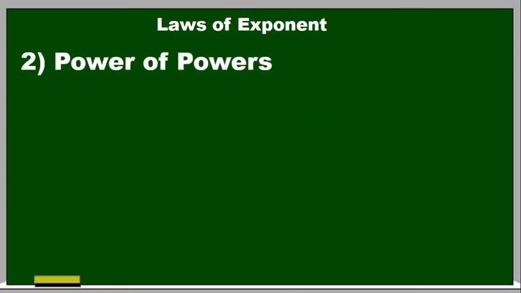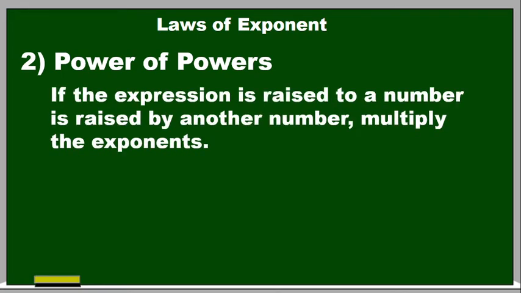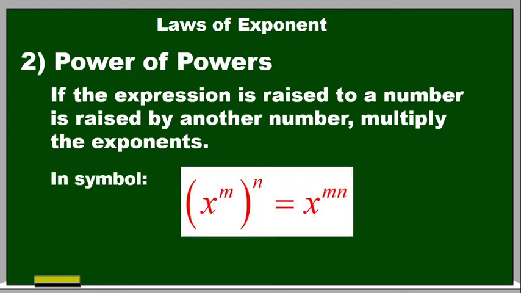Next law of exponent, we have power of powers. If the expression is raised to a number, and is raised by another number, multiply the exponents. So your keyword in power of powers will be multiply the exponents. In symbol, we have the quantity x raised to m, raised to n power, and that gives x raised to m times n. So m and n are exponents, so you are going to get its product.